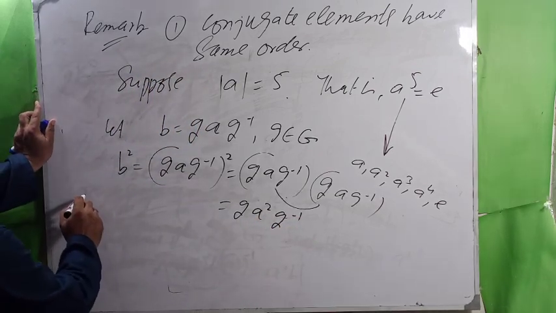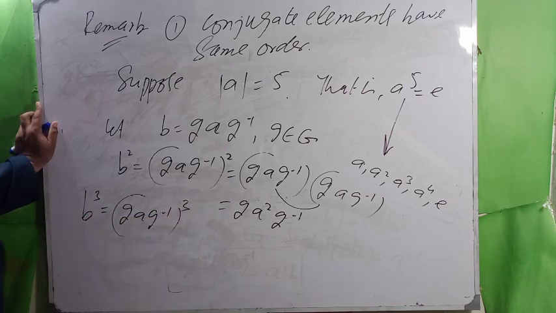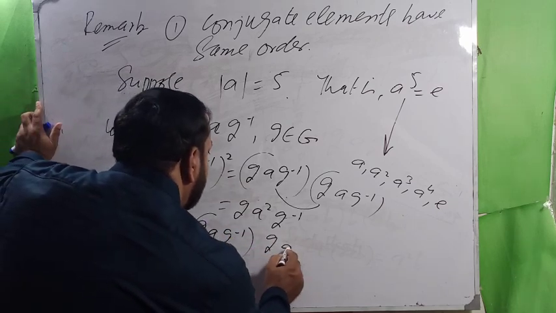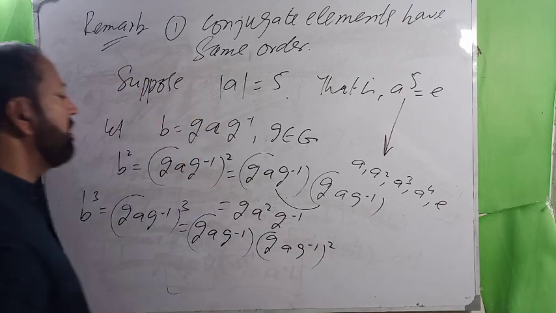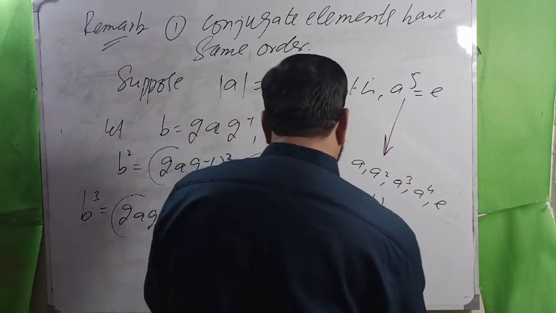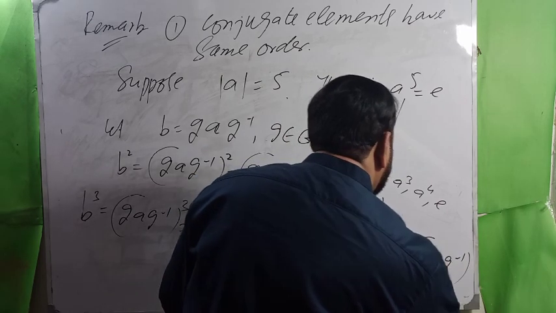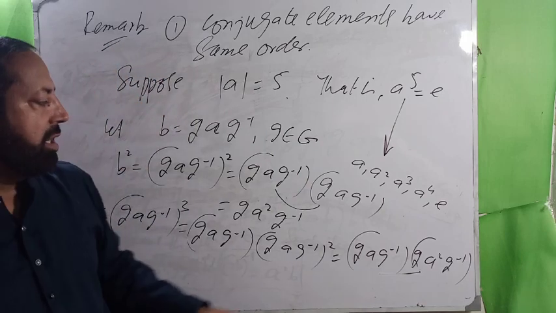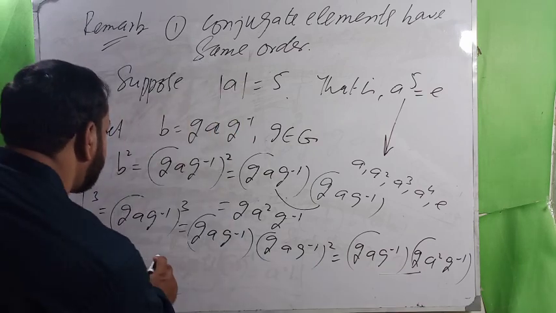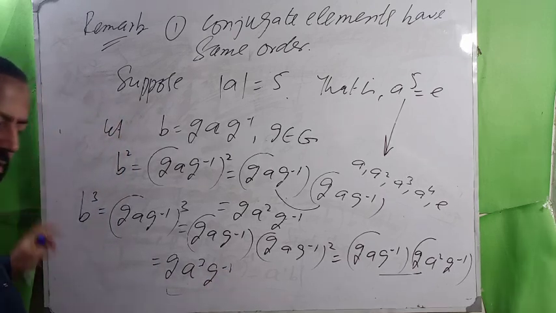Now take B cube. B cube is in fact (G A G inverse) cubed. This is equal to G A G inverse into B square, and we have calculated the square. This is G A square G inverse. So we are getting G A G inverse into G A square G inverse. Again, you can combine G inverse G. This is the identity element E. So we are getting G A cube G inverse.